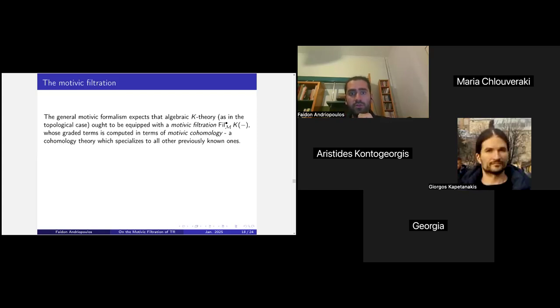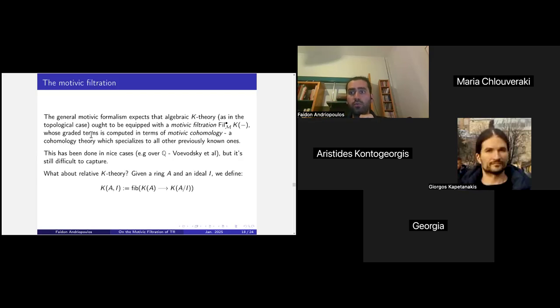And its graded terms should be computed in terms of, say, the motivic cohomology that I mentioned before, which should specialize to all the other cohomology theories. Okay, so we have this pretty complicated K theory, which is a generalized cohomology theory, and there should be a way to break it down into simpler pieces by studying a filtration on it. This has been done in nice cases, but it's still difficult to capture.